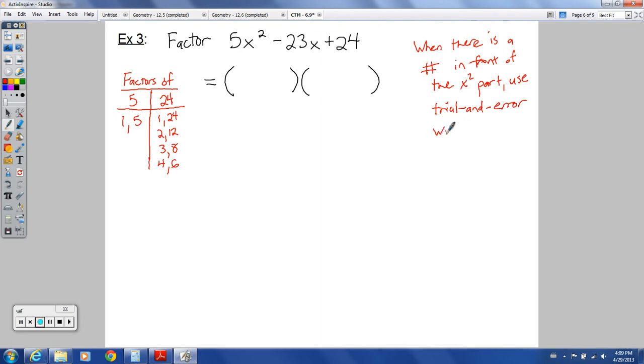So use trial and error with different factor combinations until you find the right one.